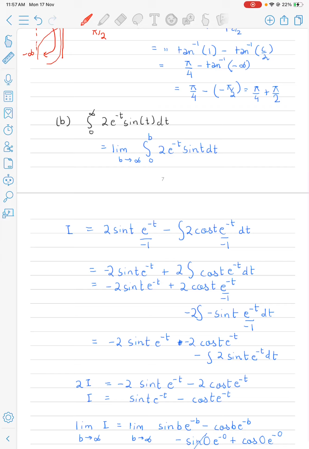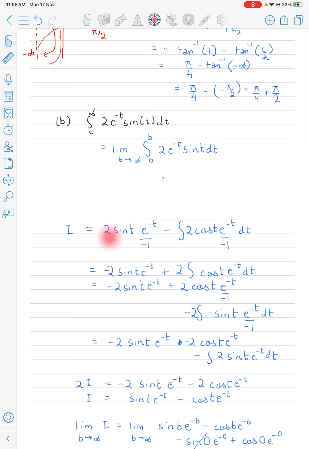Okay, so let's move to 2b. Again, this limit is going to infinite, so this will be an improper integral. So what we'll do, we'll take b tend to infinity and integrate this from 0 to b. Now if you integrate this, I'm using integration by parts.